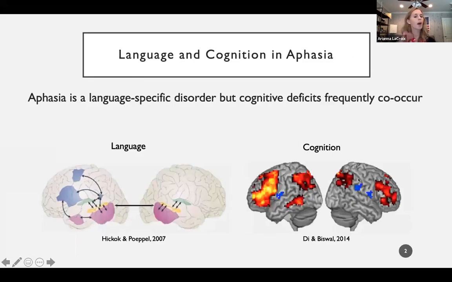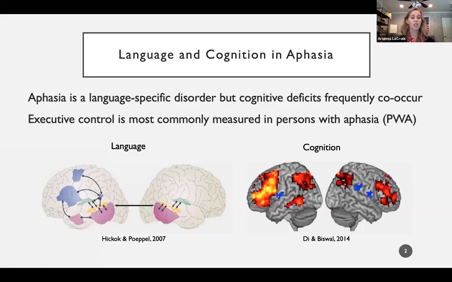All right, so a little bit of background. Aphasia is a language-specific disorder. That's how it's classically defined, but cognitive deficits frequently co-occur. And this is largely because there's a high amount of overlap between the regions of the brain which support language and those which support cognition. And in terms of cognition, we know that people with aphasia who have cognitive deficits in addition to their language deficits have poor treatment outcomes. So this type of work is really important and foundational for solving some of their larger issues.